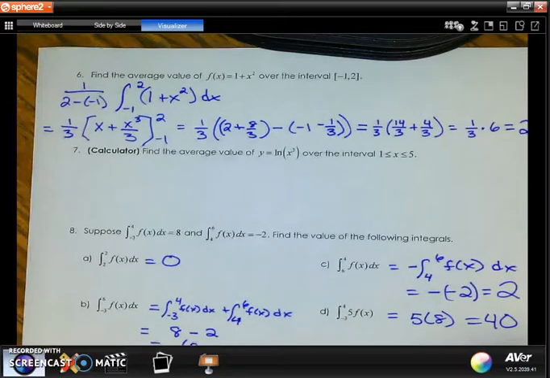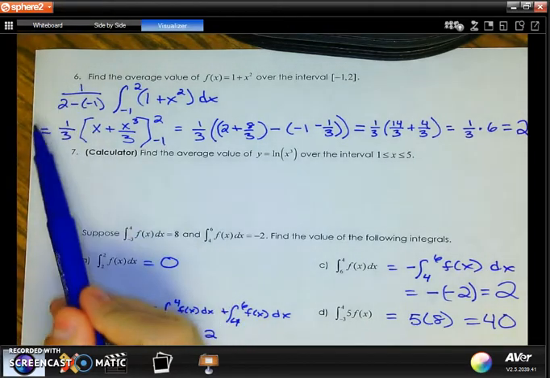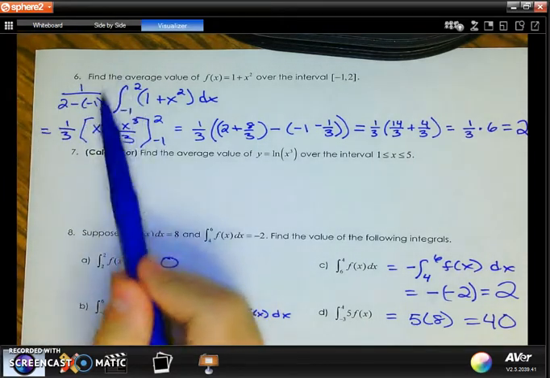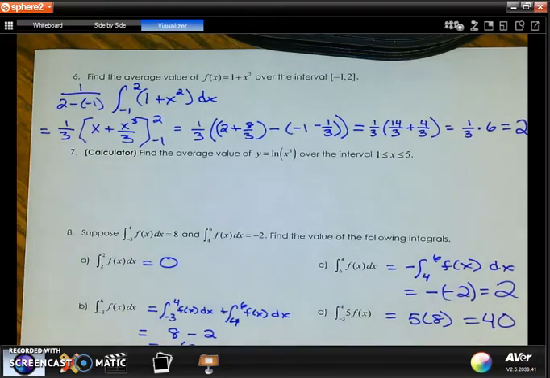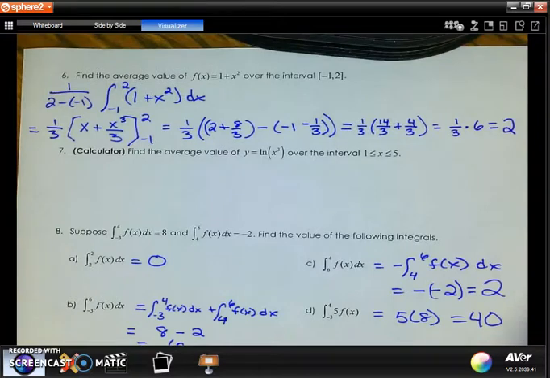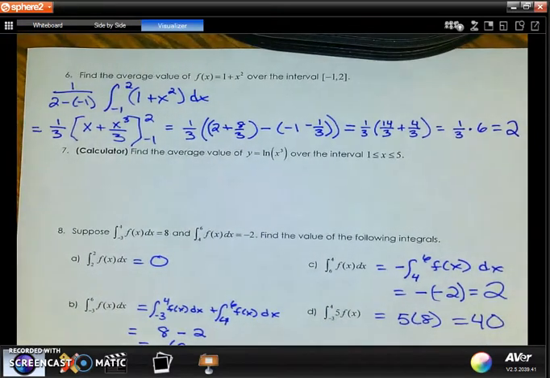Okay, so this is the last page here, and let's talk about average values. So remember, the formula for average value is 1 over b minus a, the integral from a to b of f of x dx. So in that first one, that's what I did there, and you're just kind of plugging in. Just watch your fractions. You can get tangled up in theirs, but you get an answer.